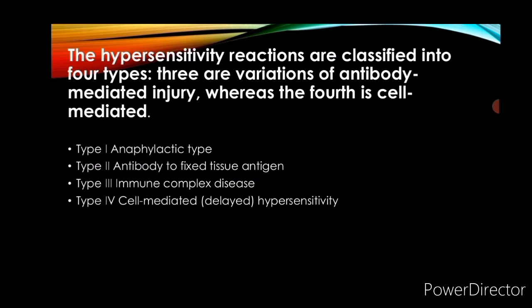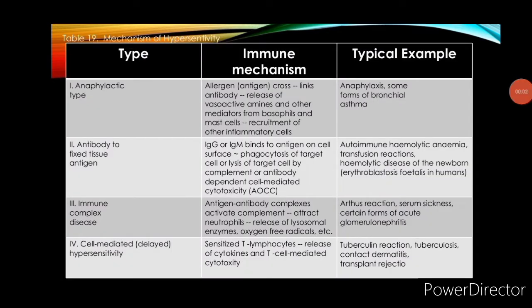So that is the type 3 hypersensitivity, while the type 4 reaction, or hypersensitivity reaction, also called the delayed type of hypersensitivity, are cell-mediated immune responses. T cells or macrophages are activated as a result of cytokine release, resulting in tissue damage. So this is the table form of the mechanism of hypersensitivity that I mentioned earlier.